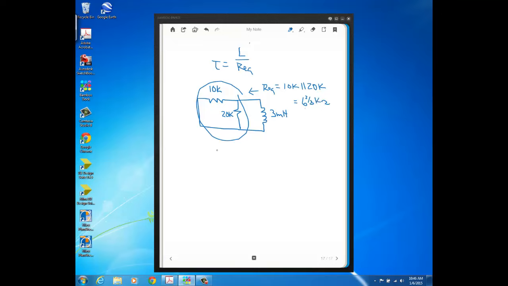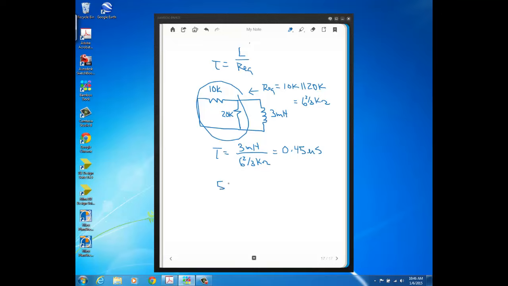Alright, so now the tau is 3 millihenries divided by 6 2/3 K ohms. So we got 10 to the minus 3 divided by 10 to the plus 3. So when the 10 to the plus 3 comes up top, it's 10 to the minus 6. So you see we're going to get microseconds here. And in fact, it comes out to 0.45 microseconds. And then it's 5 of these.